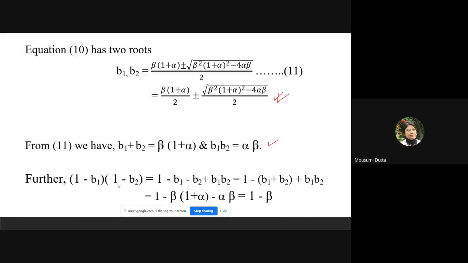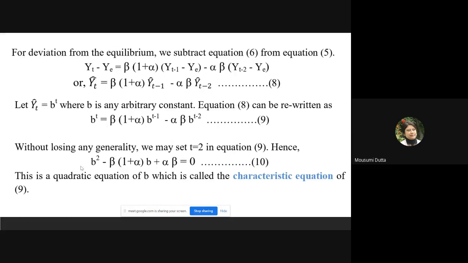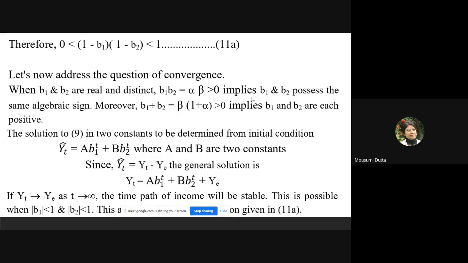Now here in between, we have considered the hat operation. Hat indicates the difference of one time value from the equilibrium value. So this equation 8 is based on the hat operation. While we are trying to find the complementary function, we are defining the complementary function not for yt, but for yt hat.